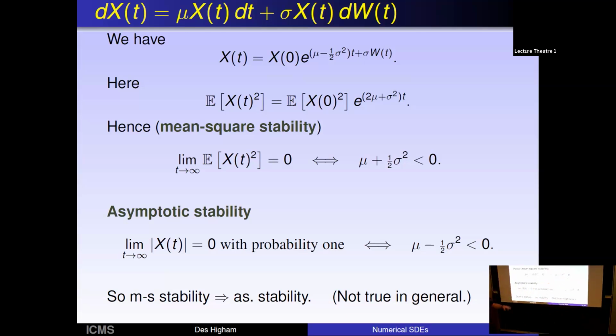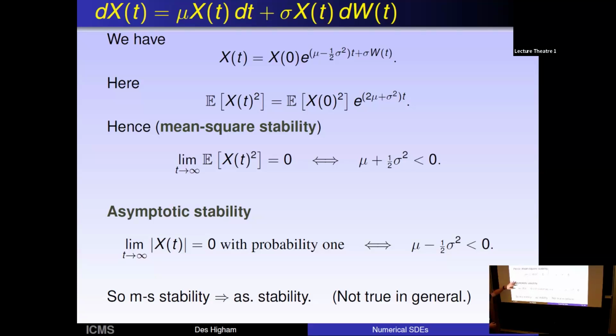You might also recognize this model as the asset price model in the Black-Scholes equation. So we're regarding it as a test problem, but in finance, it's the simplest model of asset price behavior that was introduced by Black-Scholes and others.